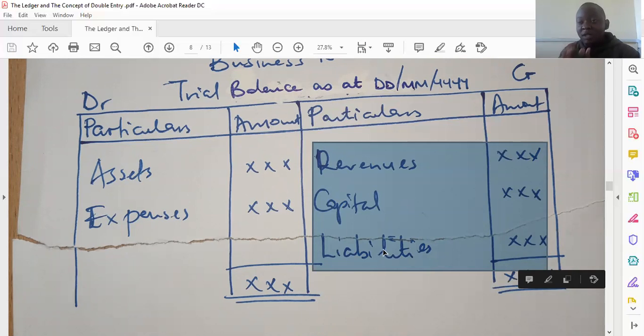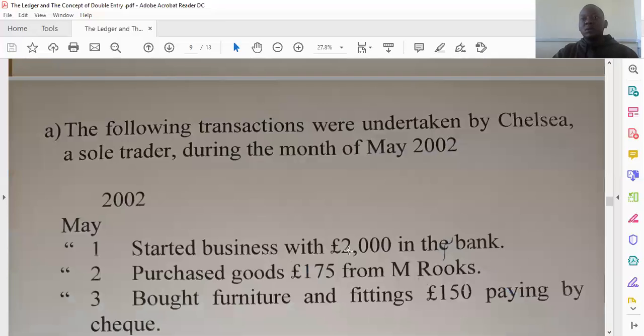Because on the credit side of the trial balance, we have the credit balances, and it's only revenues, capital, and liabilities that will have credit balances. So on the debit side, we have the assets and expenses balances in the trial balance. And on the credit side, we have the revenues, capital, and liabilities balances in the trial balance. So next we look at an example.